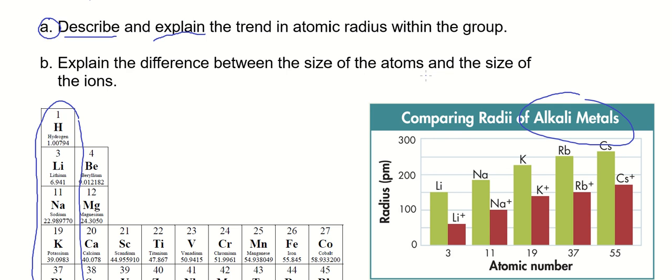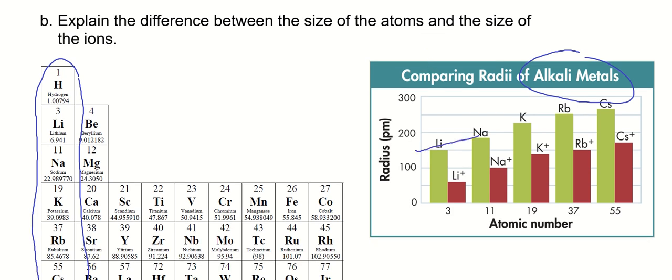So the trend, even without this bar graph, we know increases. The size of atoms increases as you go down the periodic table. And the simple reason for that is as you go down the periodic table, there are more energy levels. There have to be for those more electrons to occupy.